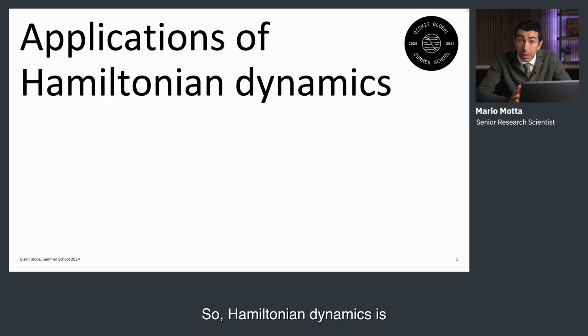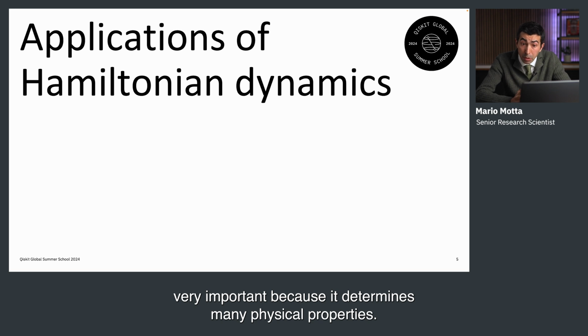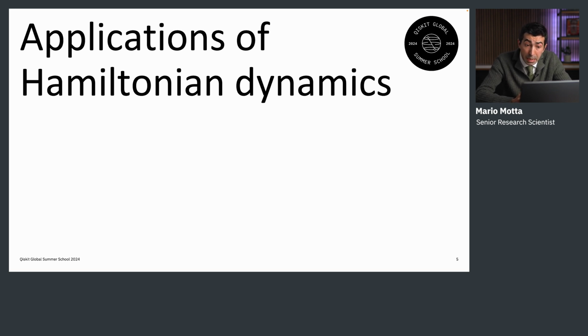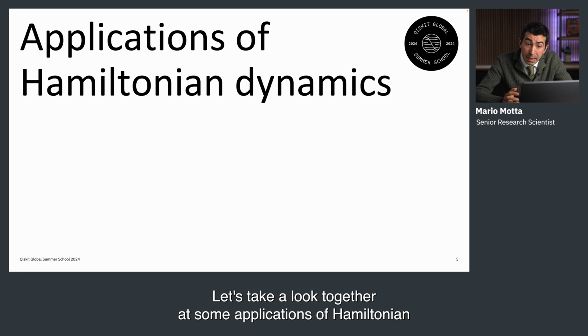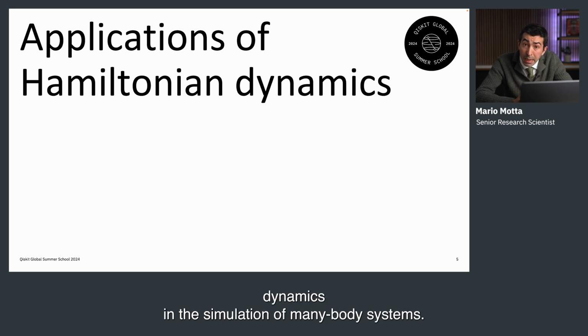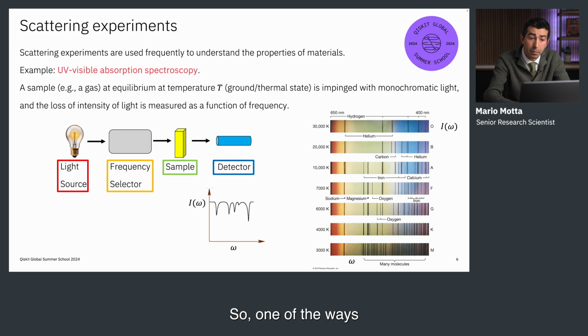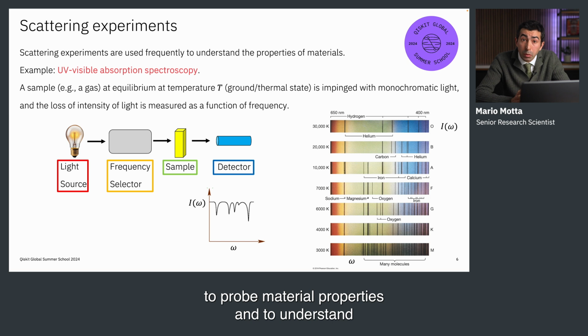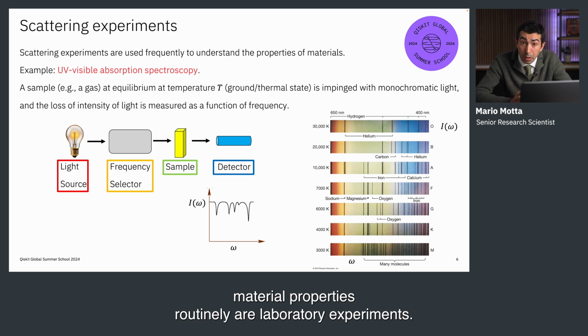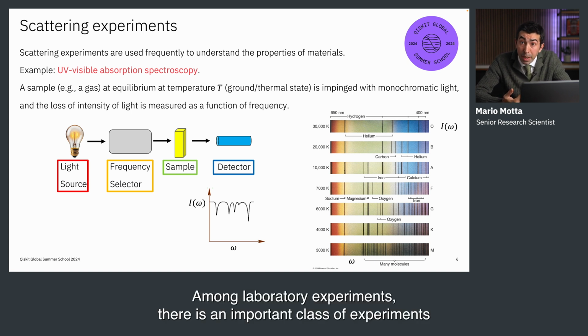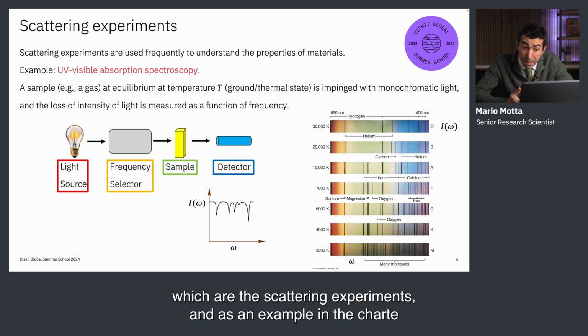So Hamiltonian dynamics is very important because it determines many physical properties. Let's take a look together at some applications of Hamiltonian dynamics in the simulation of many-body systems. One of the ways to probe and understand material properties routinely is laboratory experiments. Among laboratory experiments, there is an important class which are the scattering experiments.